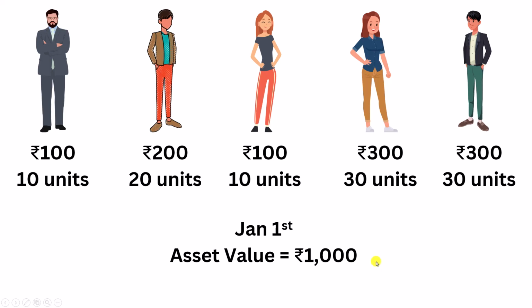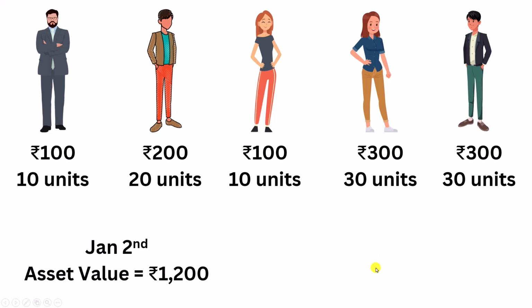Okay. Now the prices of those keeps on varying, and let us say that on January 2nd, the asset value or mutual fund value becomes 1200 rupees. Okay. On January 1st, it was 1000 rupees, and today it is 1200 rupees, meaning the mutual fund has grown by 200 rupees. Now, the question is, how much has this investment grown to? Or how much has this 200 rupees grown to? To calculate that, we need to calculate the net asset value.